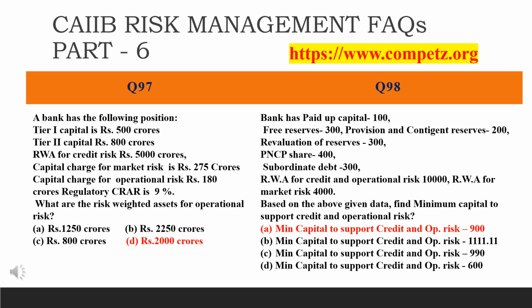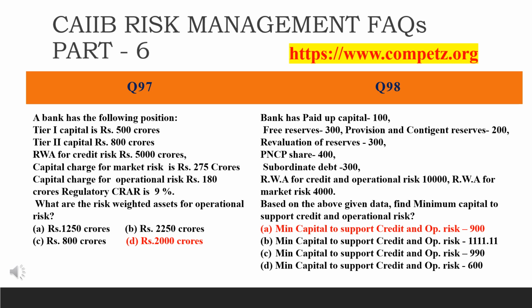A bank has a paid up capital of 100. Listen carefully, look at the question. Free reserves 300, provision and contingent reserves 200, revaluation reserves 300, PNCP share is 400, subordinate debt is 300. What is the risk weighted assets for credit and operational risk? Both together they have given as 10,000, and risk weighted assets for market risk is 4,000.